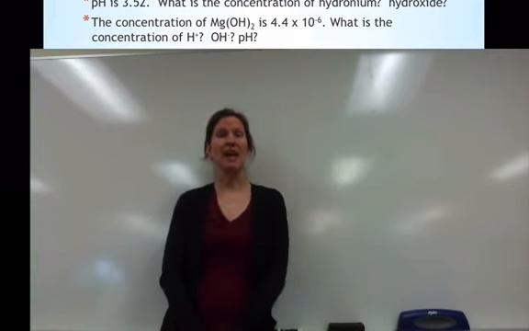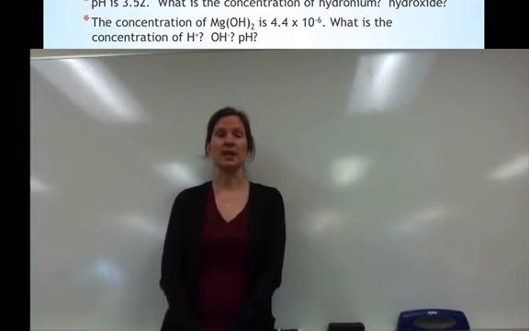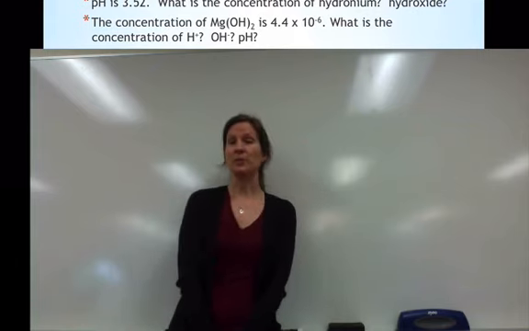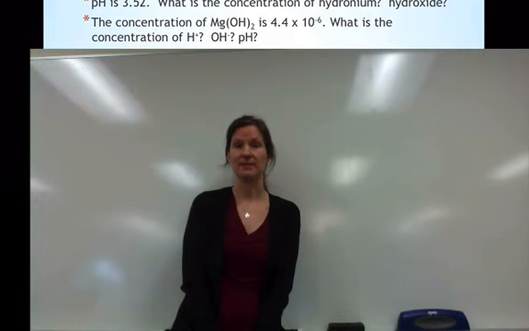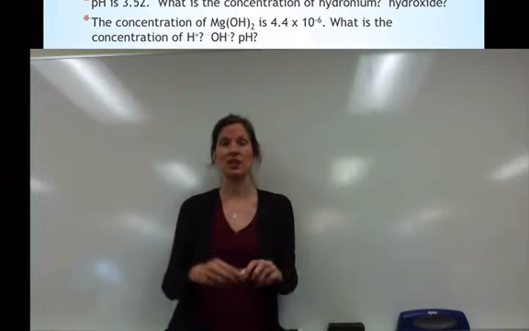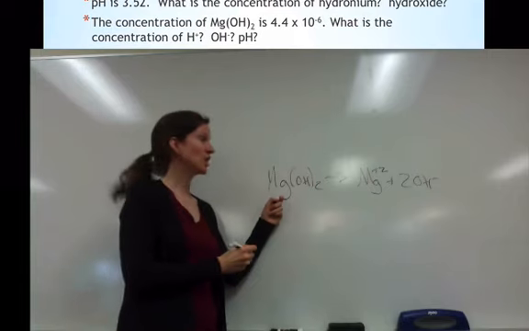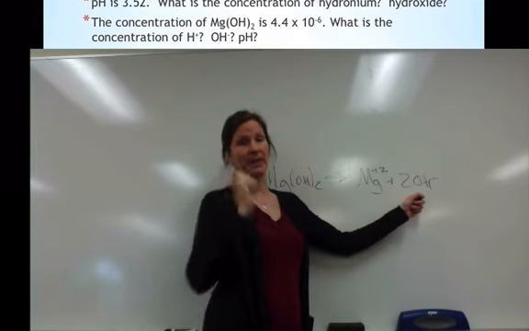Okay? Now it tells you I have a concentration of MgOH2, and it's 4.4 times 10 to the negative 6. What's the H plus? What's the OH minus? What's the pH? Your first question should be, when I give you the acid or the base, the actual identity of it, is that a strong acid or is that a weak acid? In this case, it's a base. So is it a strong base or a weak base? This is a strong base. And what that tells me is I have complete dissociation. When MgOH2 is put in solution, all of it will become Mg plus and OH minus.